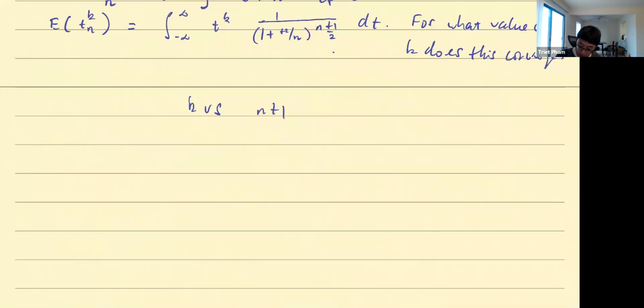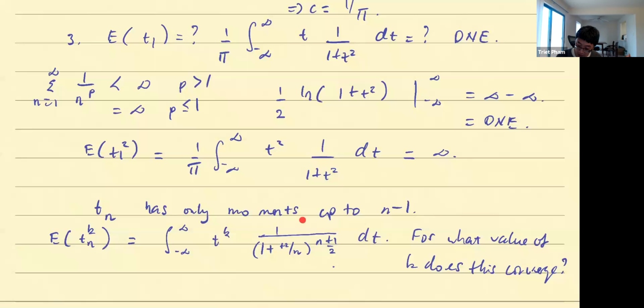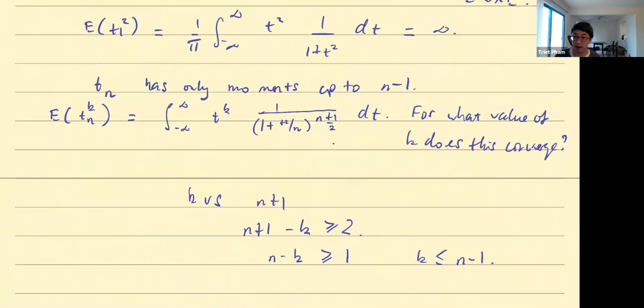So in other words, n plus 1 minus k must be bigger than or equal to 2. So n minus k must be bigger than or equal to 1, or k is less than or equal to n minus 1. And that's why I say it can only have moments up to n minus 1. Does that make sense? That's a bit of analysis there for you.